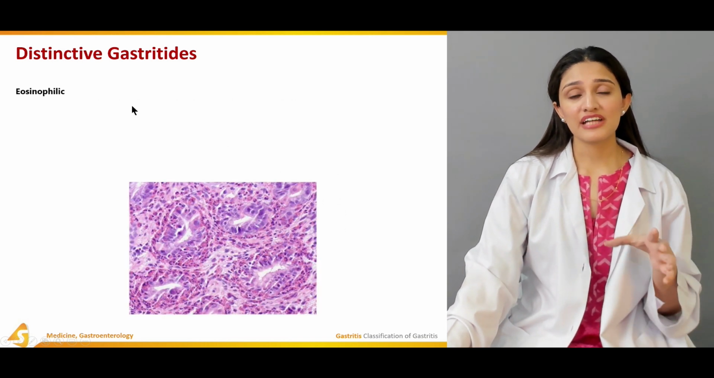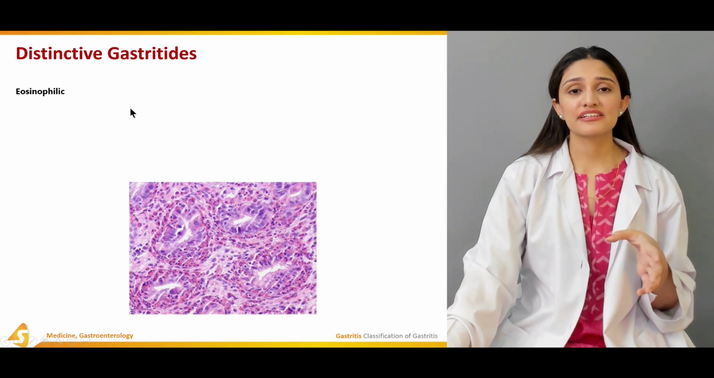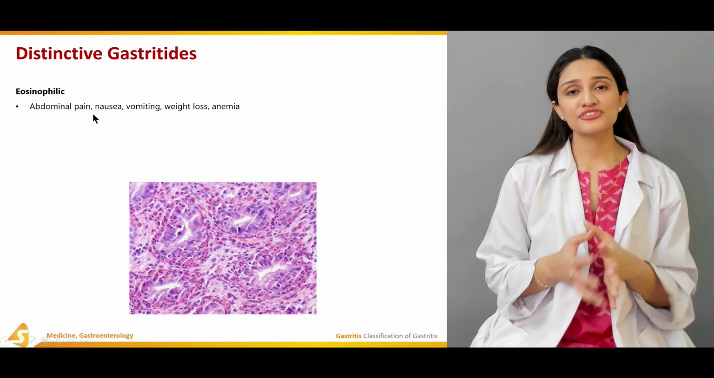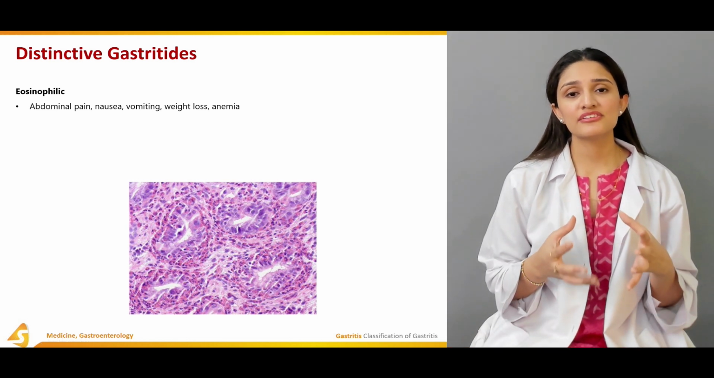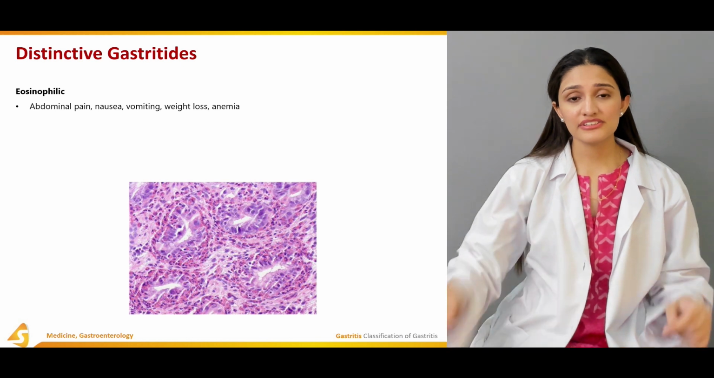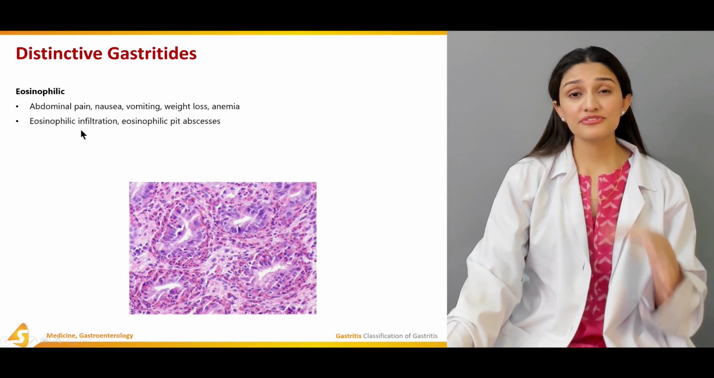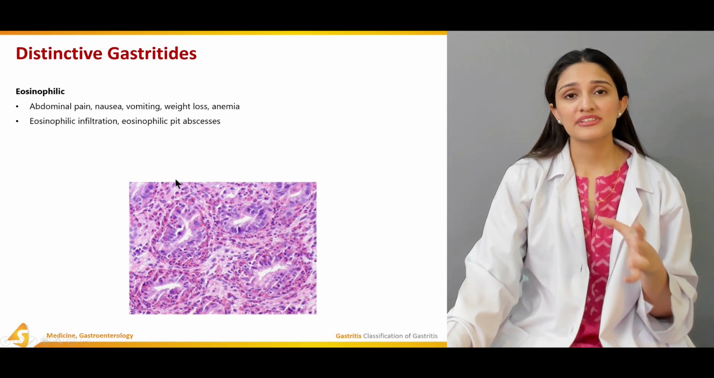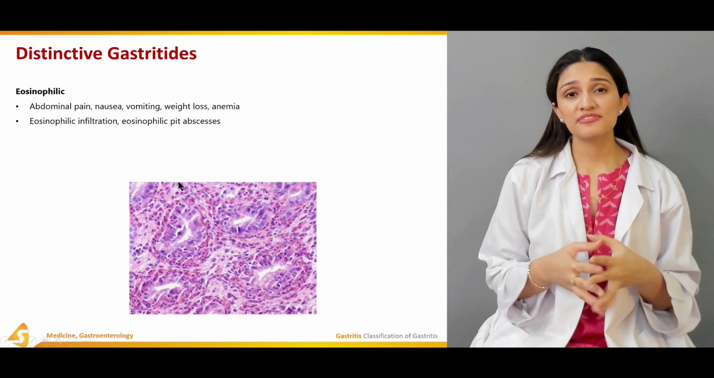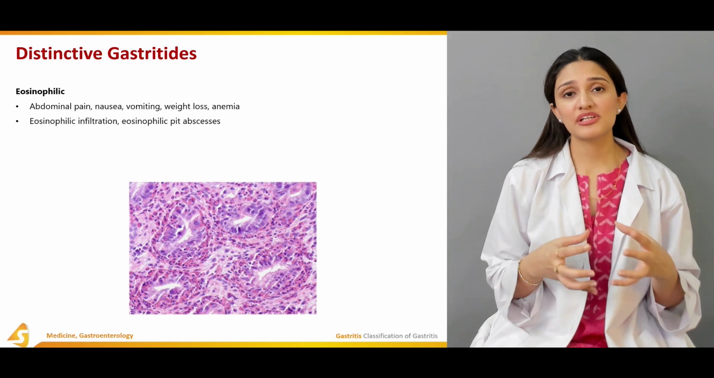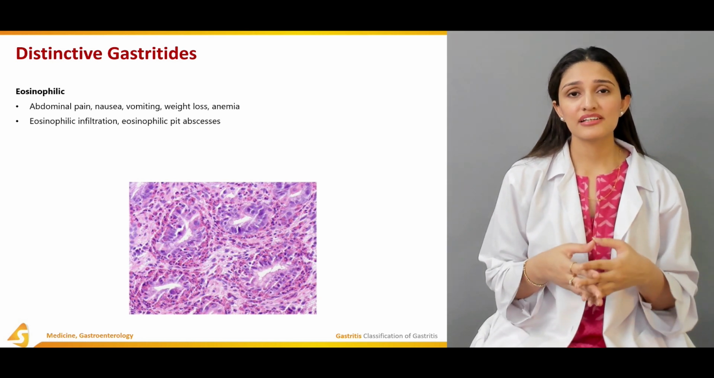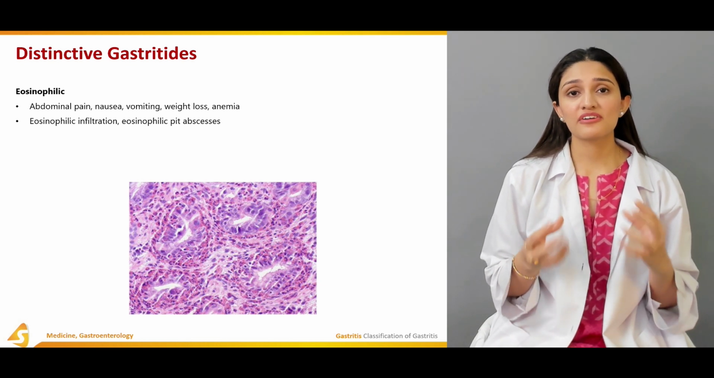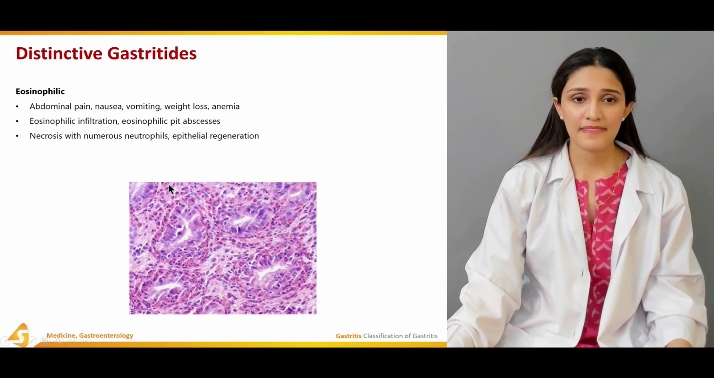Lastly, the third type of distinctive gastritis is the eosinophilic type. The patients usually present with abdominal pain, nausea, vomiting, and weight loss. Eosinophilic infiltration and pit abscesses occur within the epithelium. So that was more of a lymphocytic type, where there was infiltration of lymphocytes, but in this type of gastritis, there's a dense infiltration of eosinophil cells.